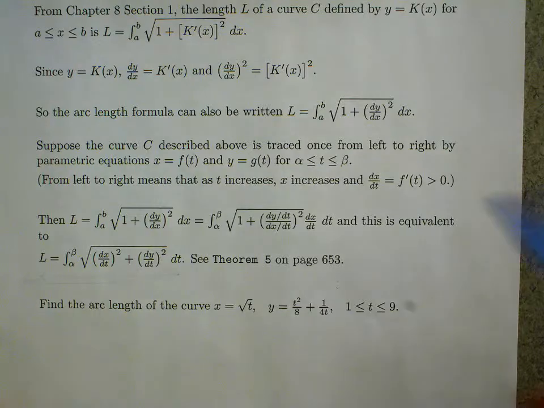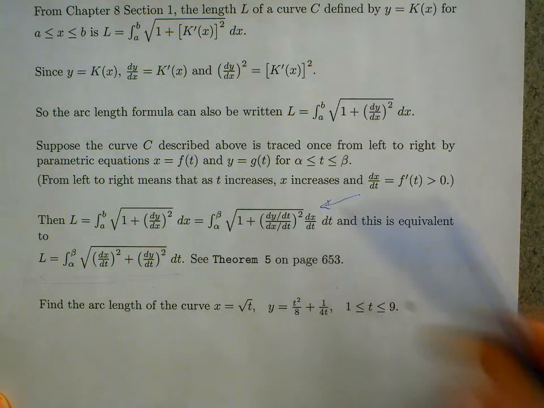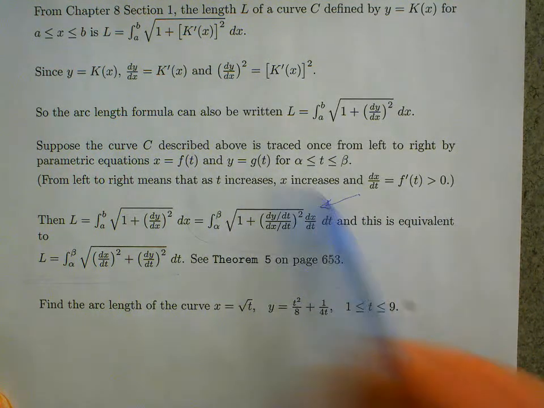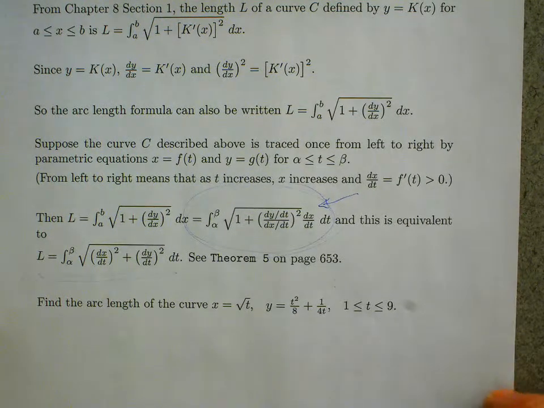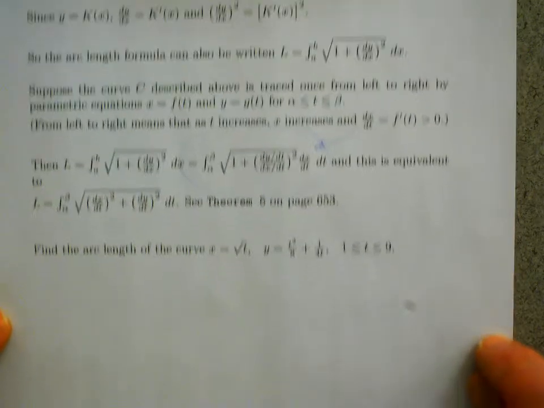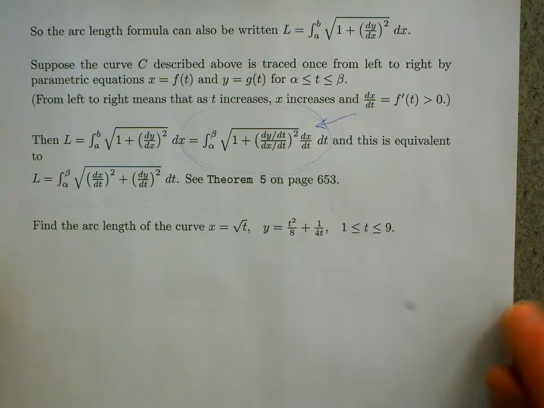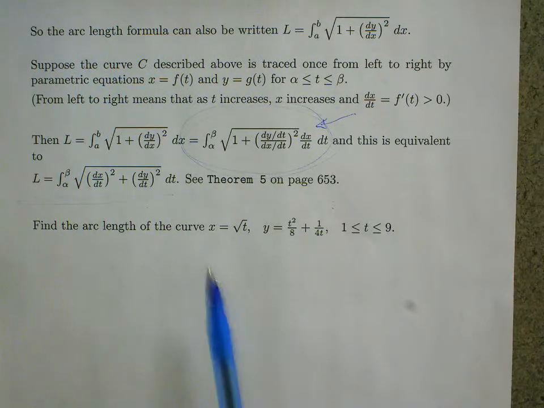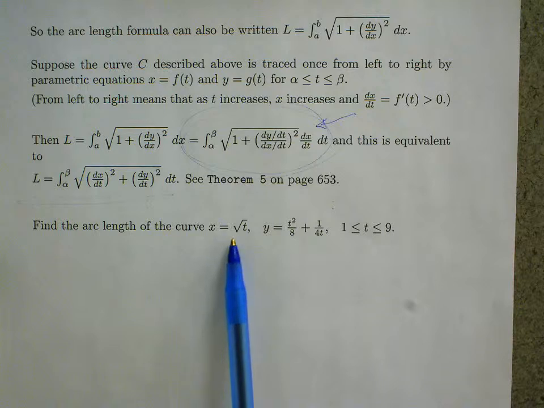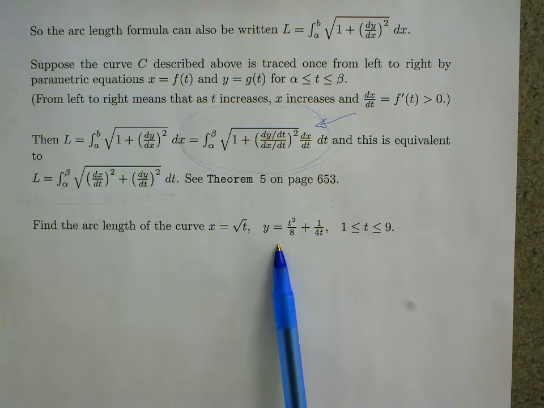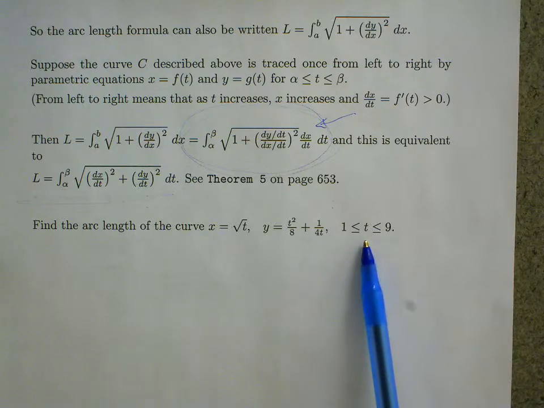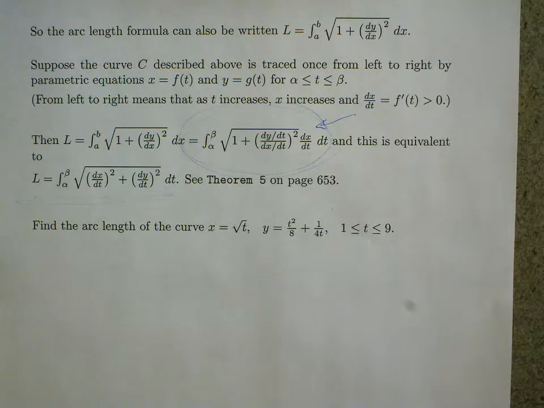You might remember that we did go into some detail when we first derived the arc length formula using this sort of idea. Okay, let's go ahead and find the arc length of this curve, defined parametrically. The parametric equations are x equals the square root of t and y equals t squared over 8 plus 1 over 4t for values of t between 1 and 9.